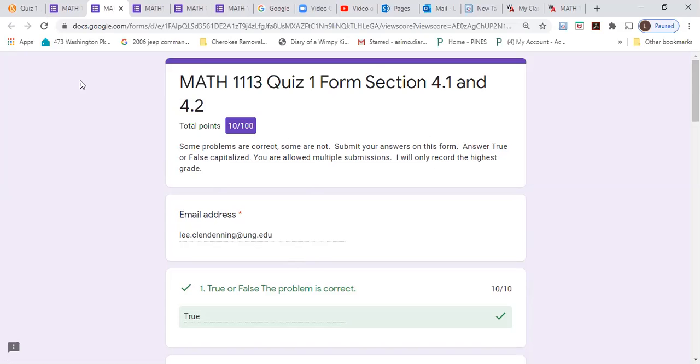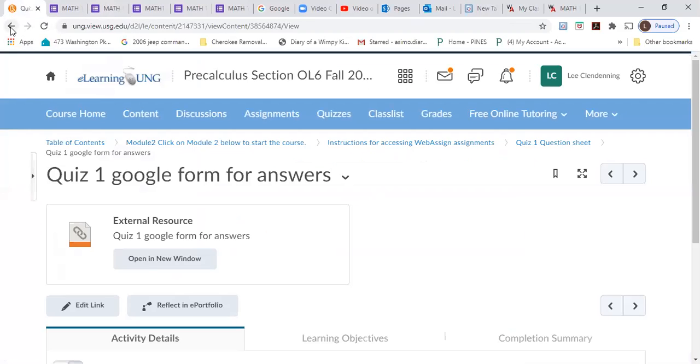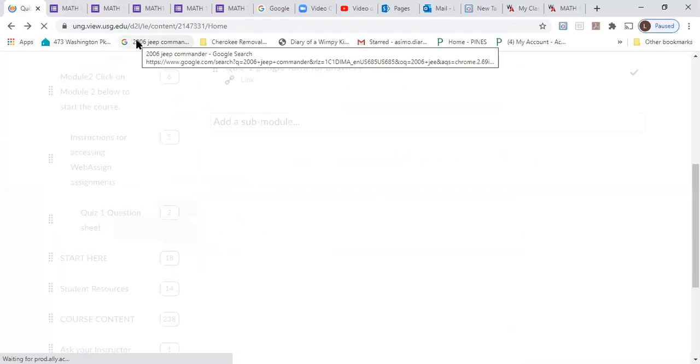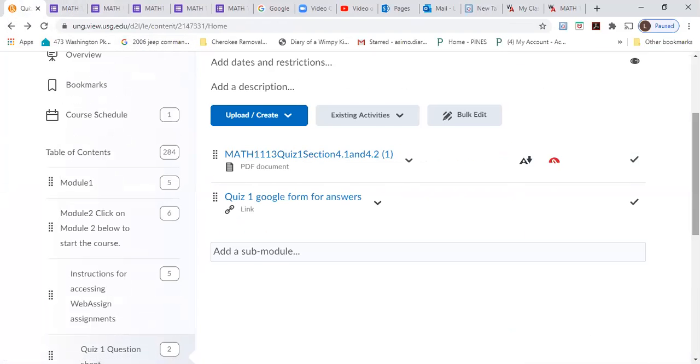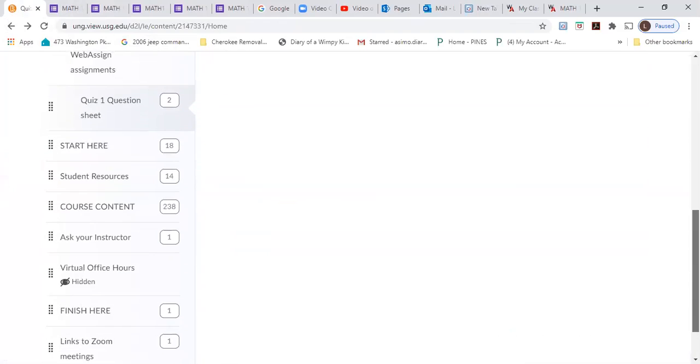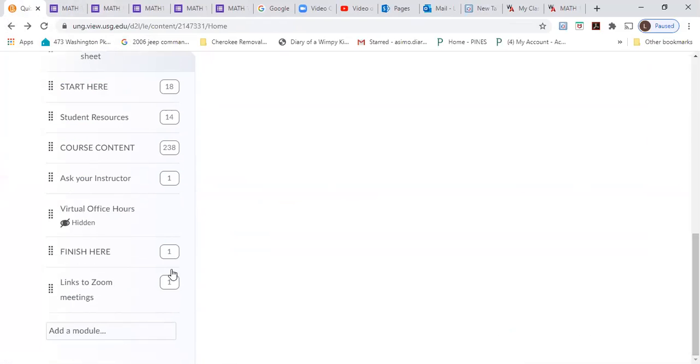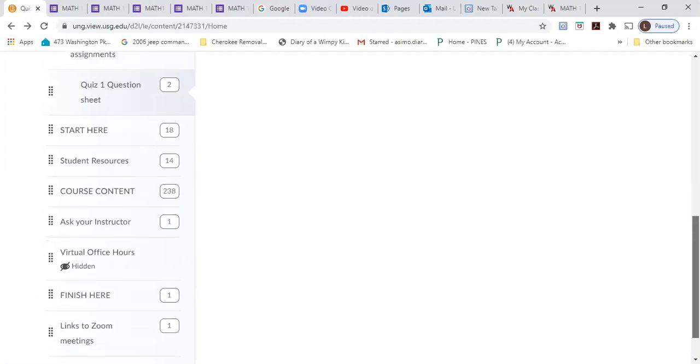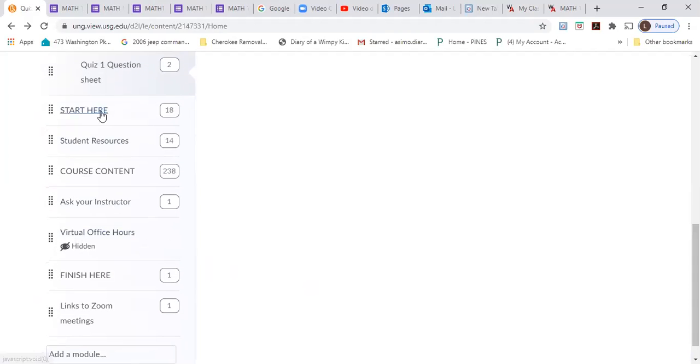This is all the activities for week 1. Let me show you a couple other things out of D2L, and then I'll show you WebAssign if you need to see it. At the moment, I have loaded all this stuff in, and then the school loaded in a template. It begins at Start Here and ends at Finish Here. Between Start Here and Finish Here is all school-related material, with 238 items for the entire course.